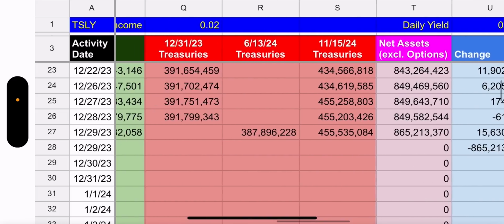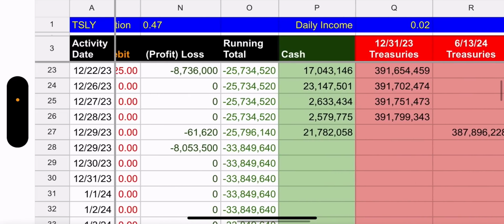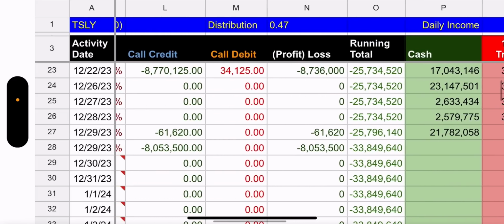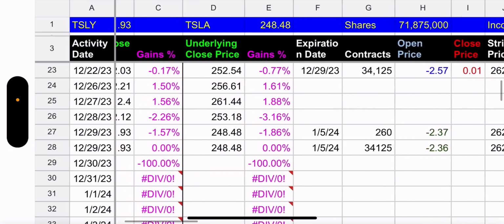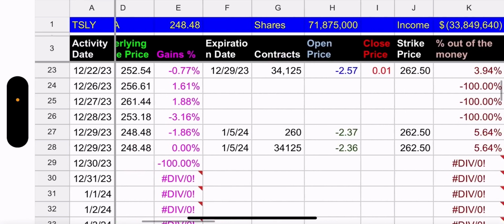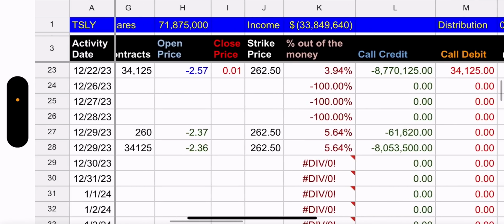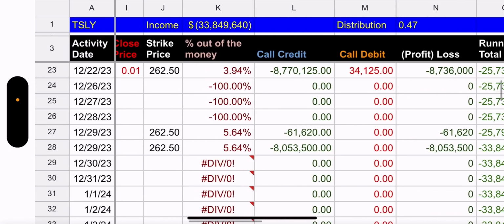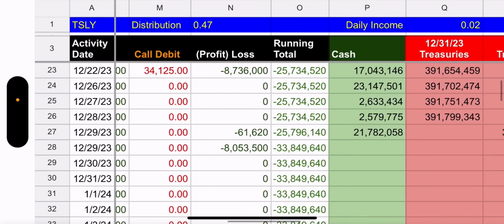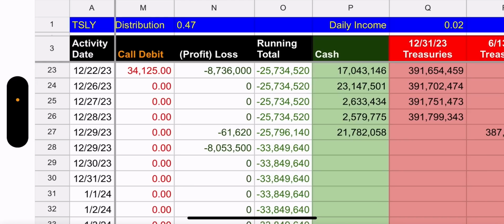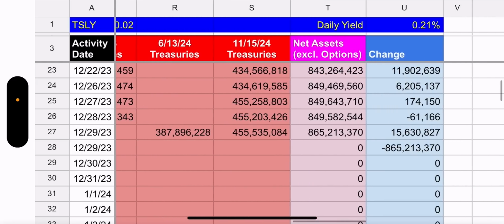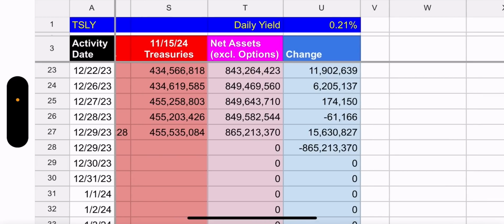Why did it go up 15 million? Well, they made 8.1 million there, and then they added some outstanding shares. So good job, TSLY. Now, outstanding shares is at 71,875,000. Again, total income 33.8 million. 100% distribution on short calls, 47 cents. Daily income, 2 cents. Daily yield, 0.21%.